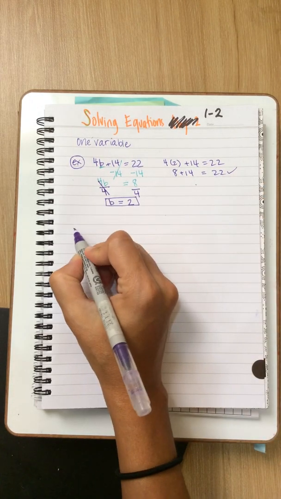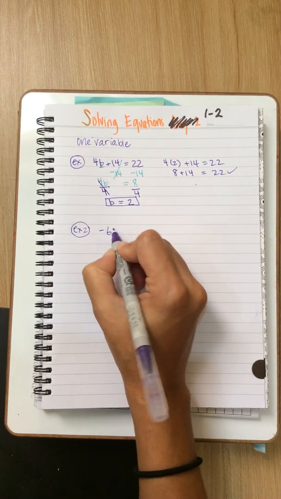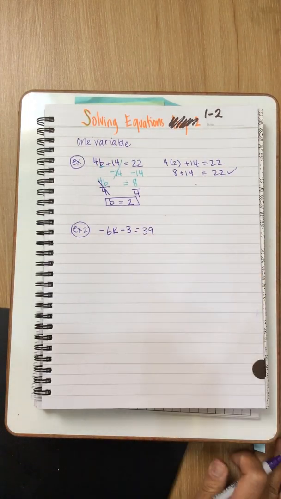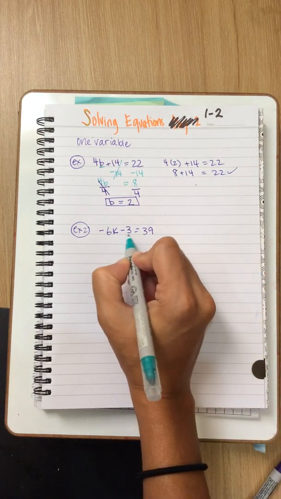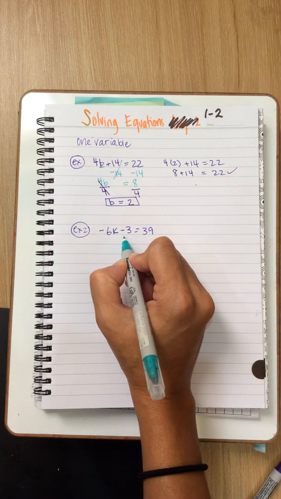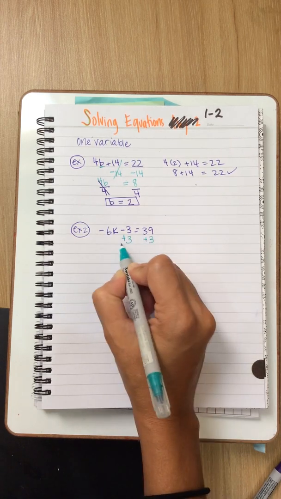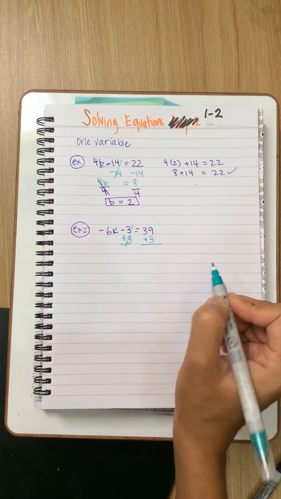Okay, now let's try another one. Let's get a little bit more challenging. Let's throw some negative numbers in there. This time we have negative 6k minus 3 equals 39. Need to solve for k. k equals something. I need to get rid of this minus 3 first. So what's the inverse operation to minus 3? The opposite of that is adding 3. Remember, you have to add it to both sides. That goes to 0, which is what I want.